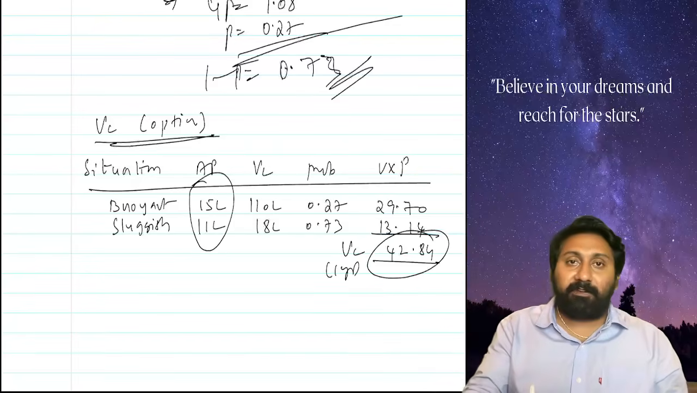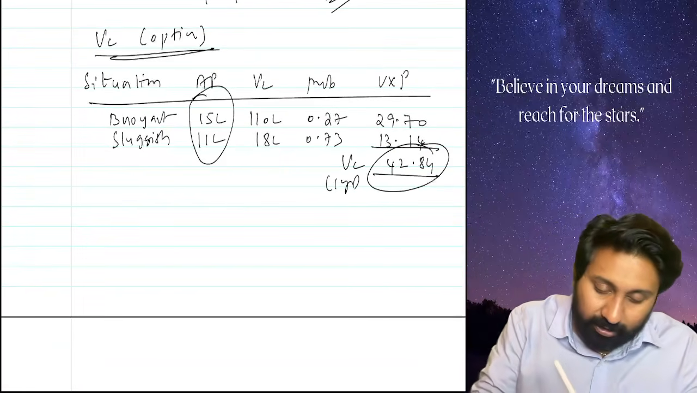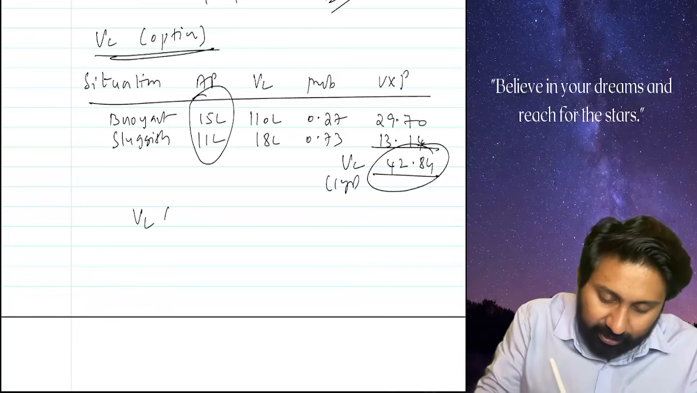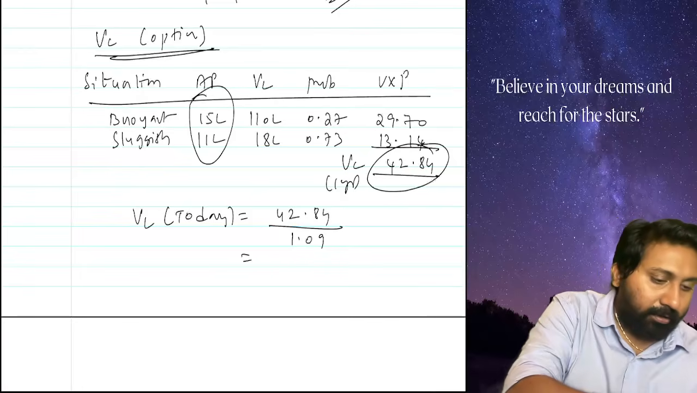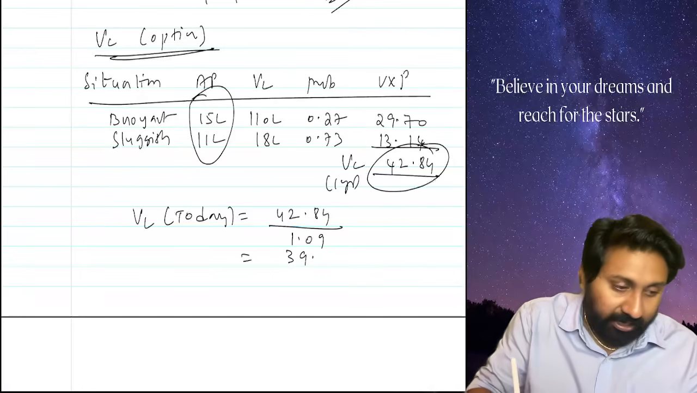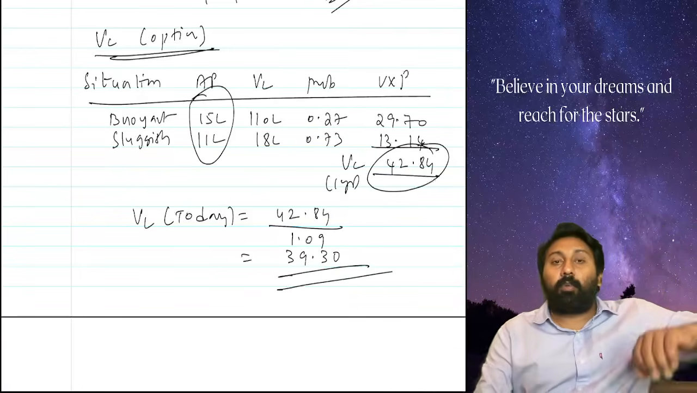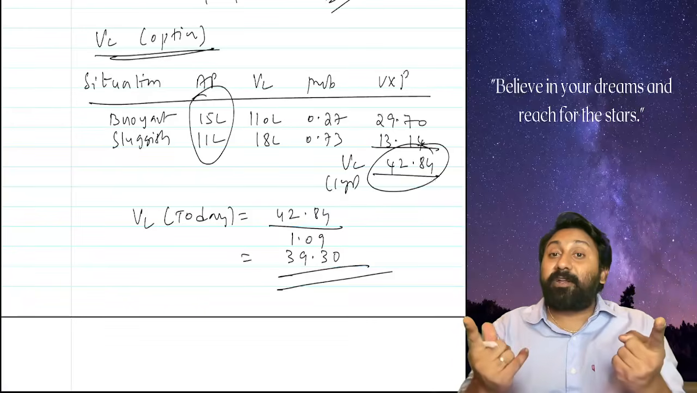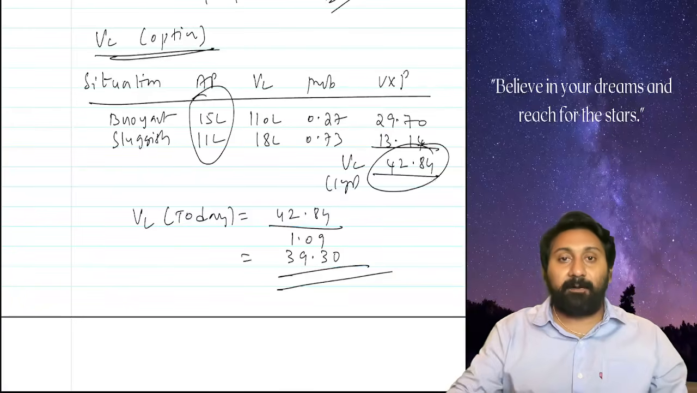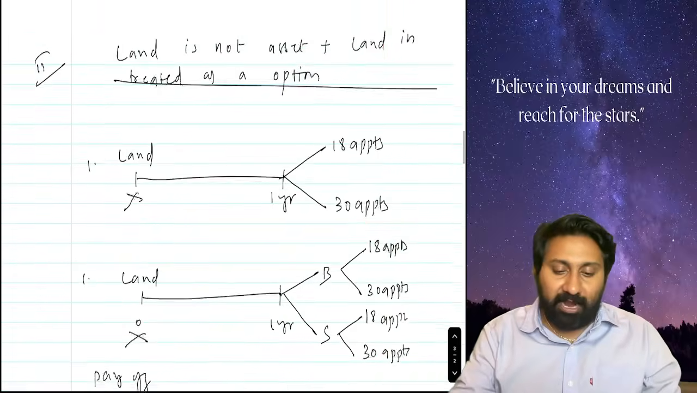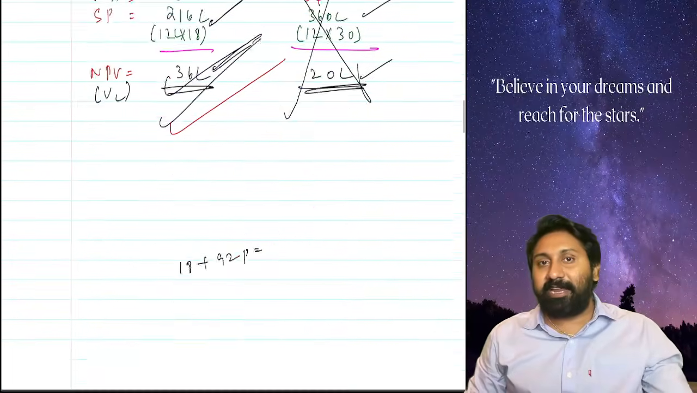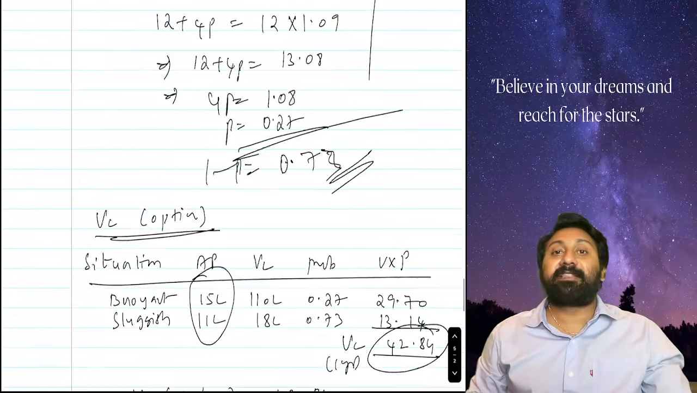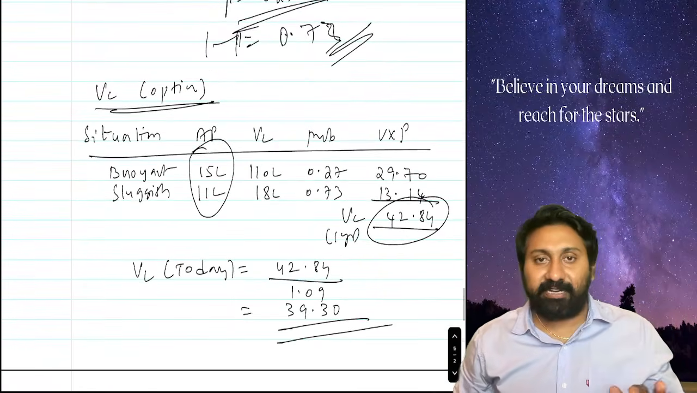Therefore, this is also after 1 year. But we have to take a decision today. So what is the value of the land today? 42.84 divided by 1.09 will be 39.30. Tell me, what is the value of the land if you treat it as an option? 39.3. What is the value of the land if you treat it as an asset? 36 lakh. See, values are increased if you treat it as an option rather than as an asset.